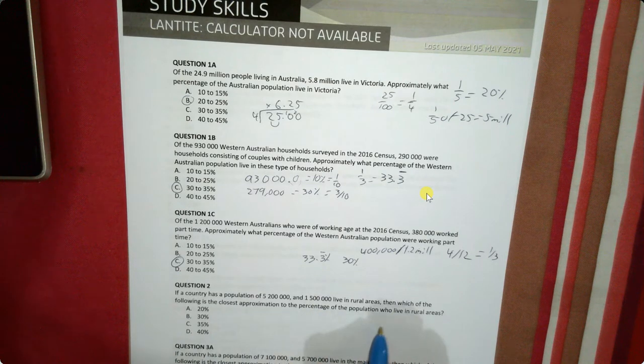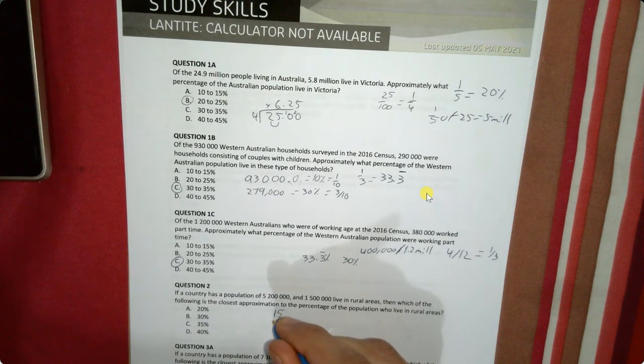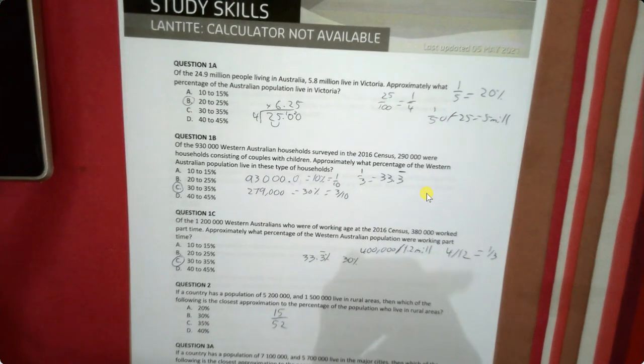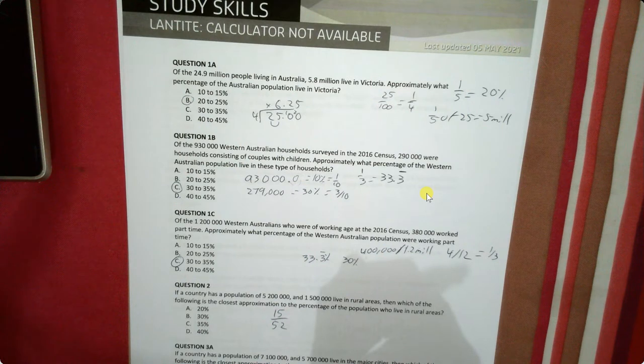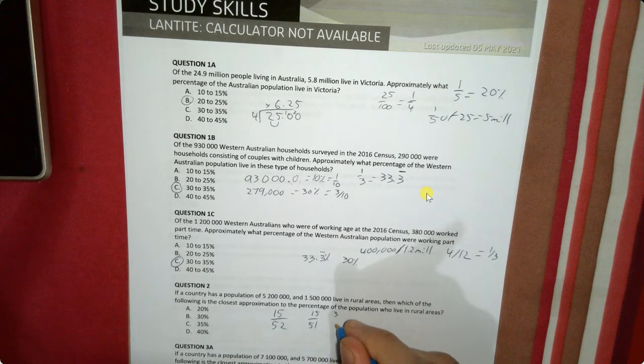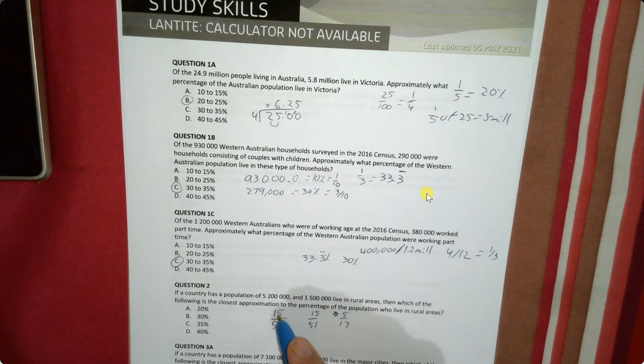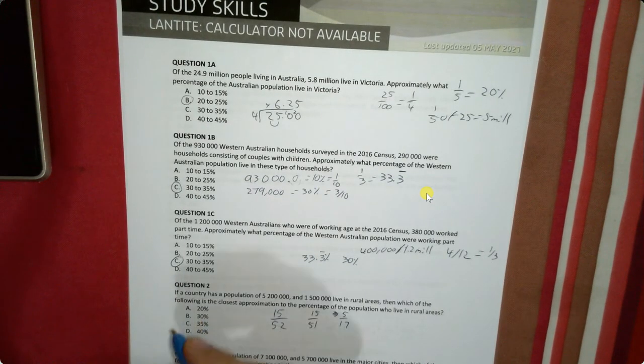Next one, 5.2, 1.5 live in rural. What is the percentage that live in rural areas? 1.5 million out of 5.2. I can't really simplify that much, but either way, we can see that it's a little bit less than a third. 3 times 15 is 45, not 52. So it's a bit less than a third. So it's got to be probably towards this.